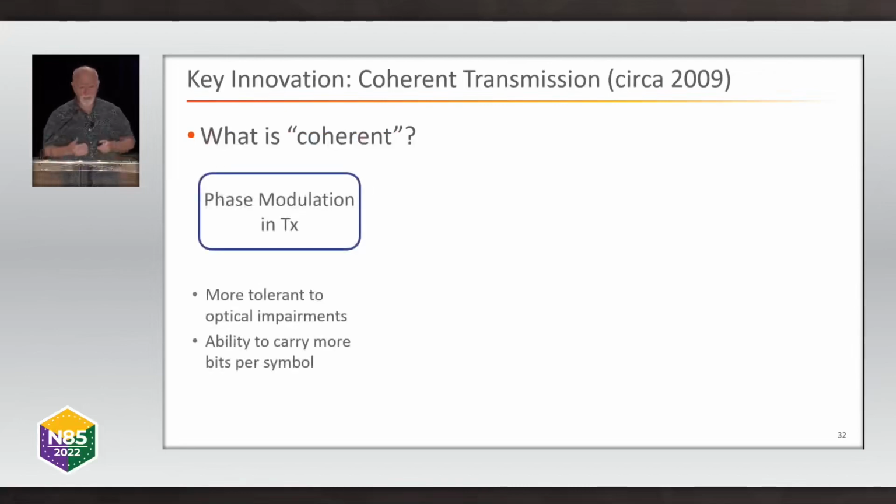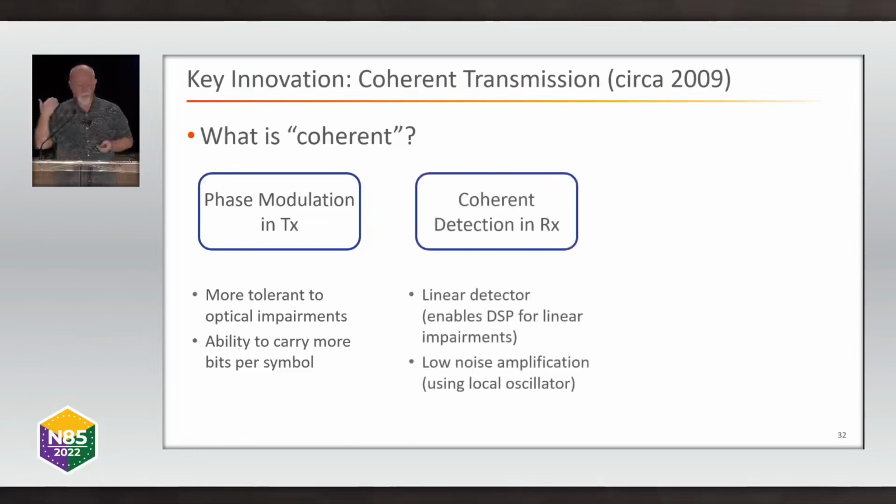So what is coherent? It just means anything to do with phase. But in terms of the commercial definition that we use today, we have phase modulation in the transmitter. Phase modulation is more tolerant to optical impairments, and you can put more bits into each modulation symbol. So if you're modulating at the same baud rate, you're now carrying more bits per second. You have a coherent detector as well in the receiver. It's now a linear detector. So that's really good because we can now apply powerful digital signal processing to compensate for linear impairments. And it also includes a laser in the receiver. It's called the local oscillator laser, and that acts as a very low noise amplifier in the receiver.